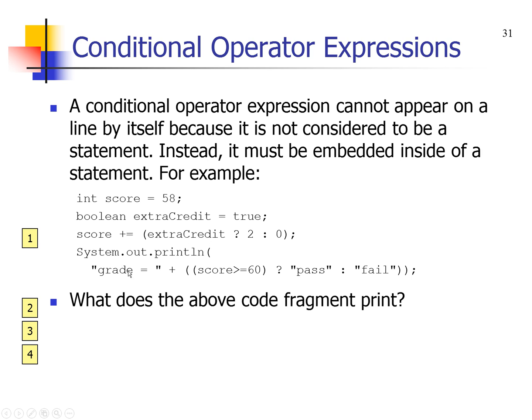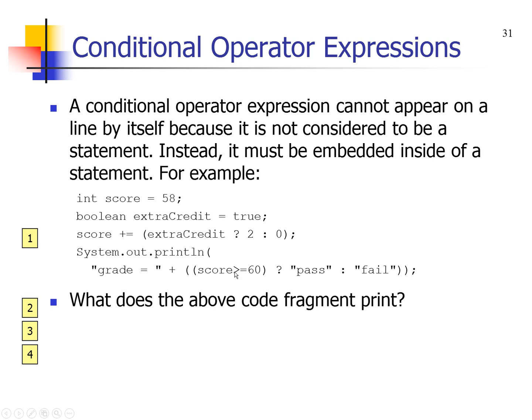Then we print grade equals score greater than or equal to 60. So what is score? Score is 60 because remember this was true, so we added 2. So score greater than or equal to 60, yes, so we output pass. Easy enough. If extra credit was false, then we say score is equal to score, which is 58 plus this evaluates to 0, because if this was false, we would get a 0. So we end up with 58.